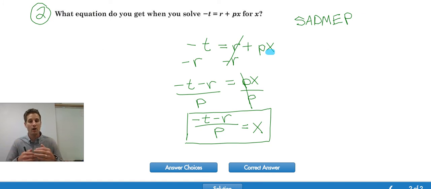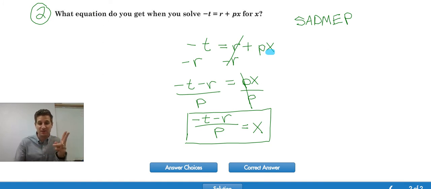Okay? T, R, and P all would mean something in this formula. T could stand for time, R could stand for rate, and P, I'm not sure what P could stand for, but it could stand for something. Maybe pool size? I don't know.